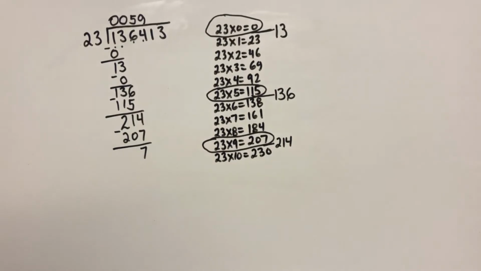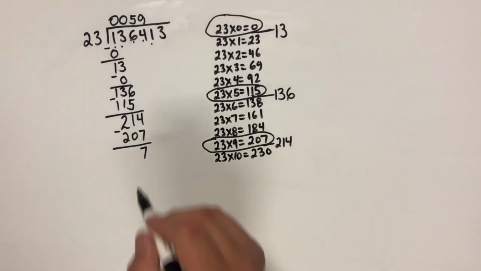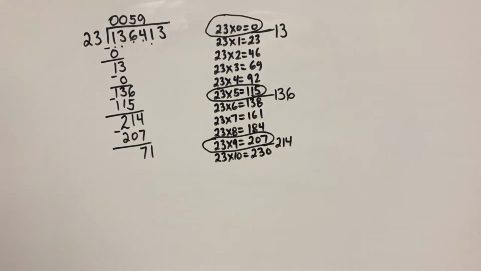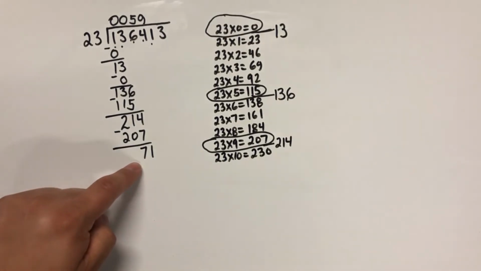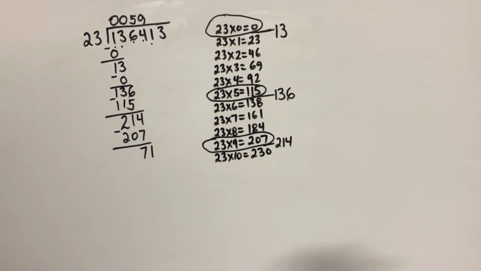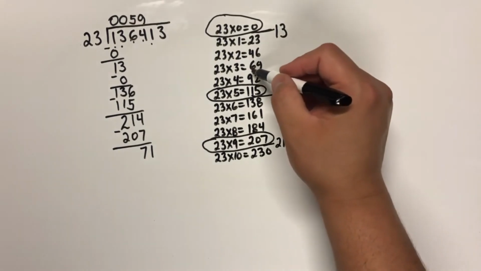All right, perfect. Okay, now I'm going to look at the next number inside the division house, which is the number 1. This number 1 right here. And I'm going to bring it down. So I now have the number 71. And I'm going to squeeze the number 71 in between two numbers in the multiplication table. I can see that the number 71 is somewhere in between these two numbers right here.